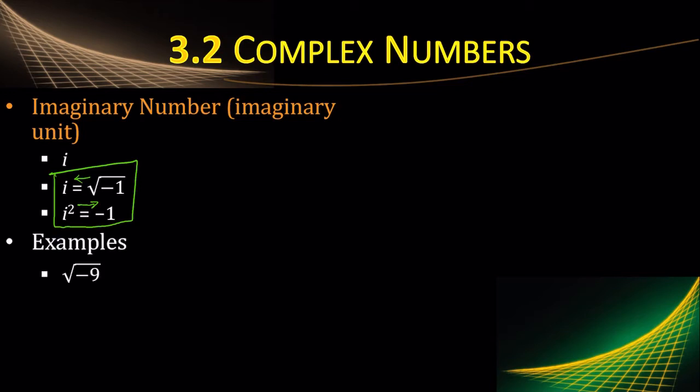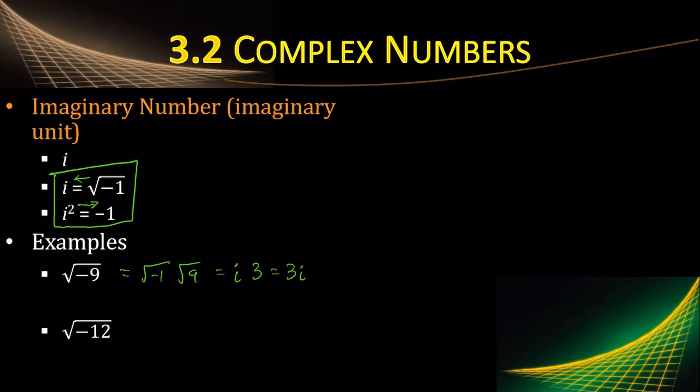For example, the square root of -9. Well, that would be the same thing as the square root of -1 times the square root of 9. The square root of -1 is i. The square root of 9 is 3. We usually put the letter last, so that would be 3i.